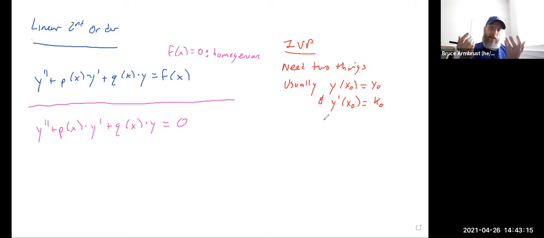It's not always the case, or not always what we need. We could know the function at 2 different locations and that'd be all right. Or any other kind of combination, but it's usually this. We usually know what the function's value is and how it's changing at a specific point.